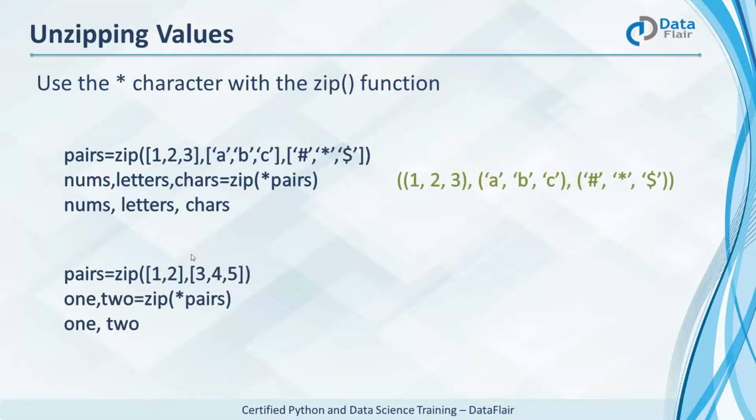Let's do this again, but with lists of unequal lengths. We zip the values into the variables 1 and 2, and this gives us 1, 2 and 3, 4. 5 has been lost.